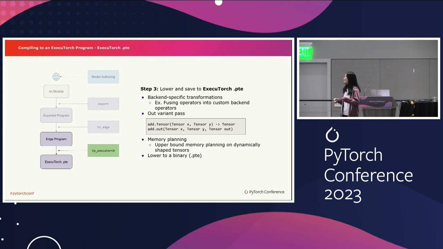And this makes memory planning a lot easier because a typical operator like add.Tensor will allocate memory inside of the kernel for the tensor that it is outputting. But if we want to do memory planning, we can use the out-variant, which expects a pre-allocated tensor to be passed in, and in the kernel, it'll just assign the resulting tensor to this pre-allocated tensor. And so we can then run memory planning, calculate the tensor lifetimes very easily, and then determine how much memory this program needs ahead of time so that we don't need to do that dynamically inside of the runtime. And so finally, we can lower to the binary with the .pte extension and pass it on to the runtime.